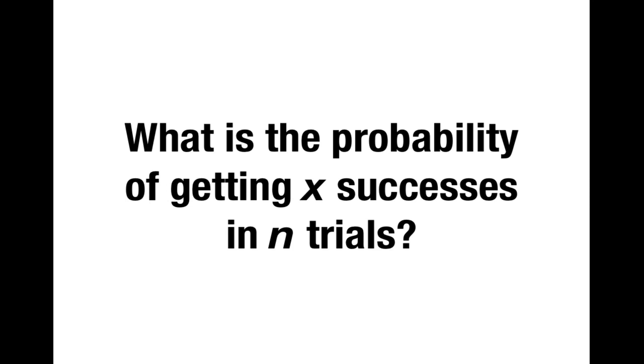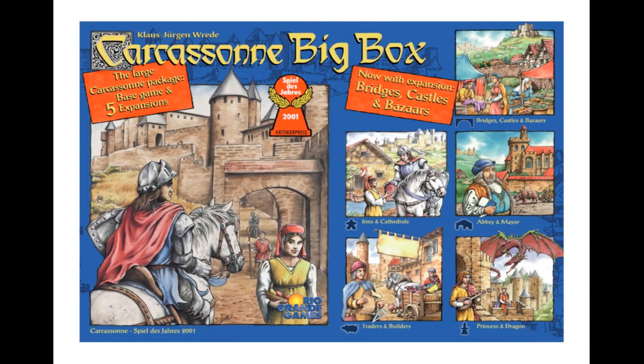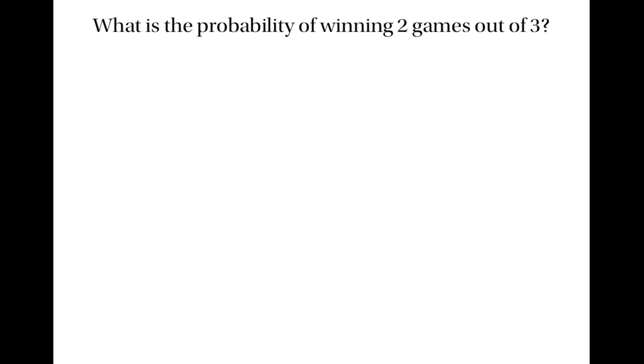Now, the most important question in a study of the binomial distribution is, what's the probability of getting x successes in a sequence of n trials? Let's look at some examples. Suppose that we play Carcassonne 3 times in a row. Let's work out the probability of winning 2 games out of 3.